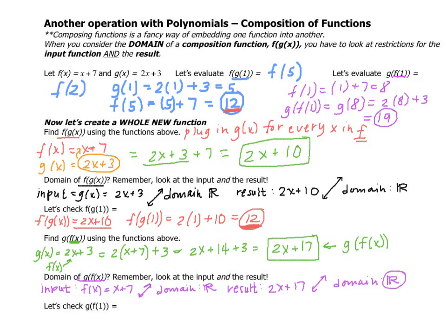The last thing I want to do is check g of f of 1. So that means take g of f of x that we just came up with, that was 2x plus 17, and we're going to plug in 1 for every x. Okay, so that'll be 2 times 1 plus 17. 2 times 1 is 2, plus 17 is 19. Notice, just like before, plugging into the composition versus plugging into just f of 1 and then plugging into g gives us the same answer. So there are two ways that you can evaluate these specifically for numbers.